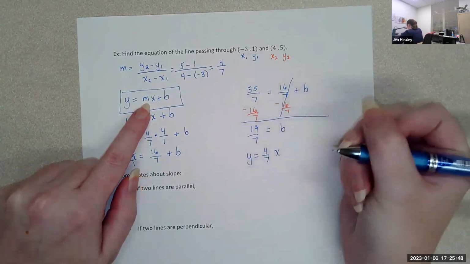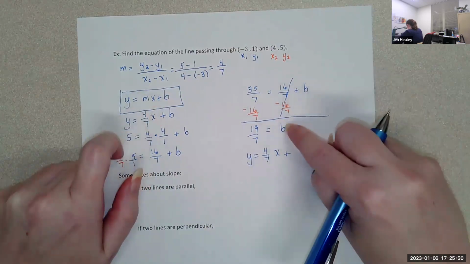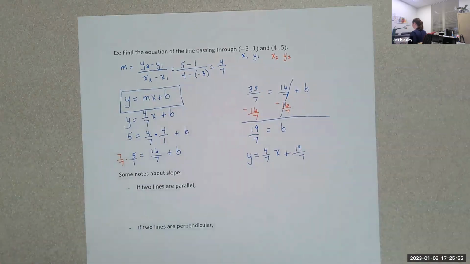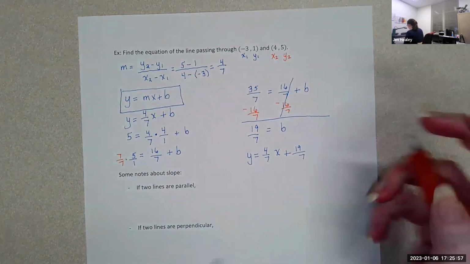I'm going to keep the x there. And then plus, now I'm going to plug in the b, 19/7. Okay. And so that's our answer for this one.